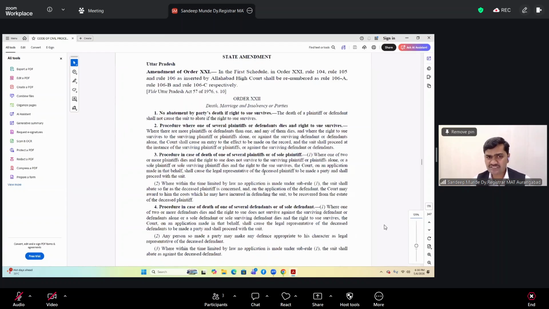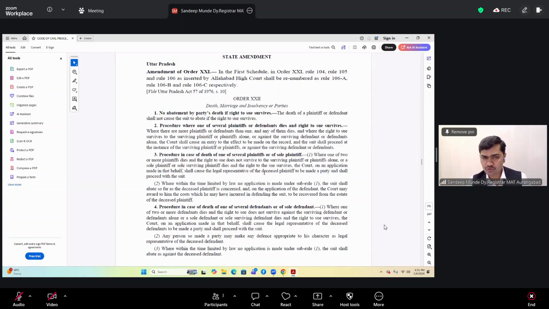So, the first thing: the heading of Order 22 is death, marriage, and insolvency of the party. In Order 22, three contingencies are covered. First one is death. What is the effect of death? Second one is marriage. What is the effect of marriage? And third one is insolvency. What is the effect of insolvency upon the defendant or the plaintiff? The provisions of these are applicable to the plaintiff as well as the defendant.